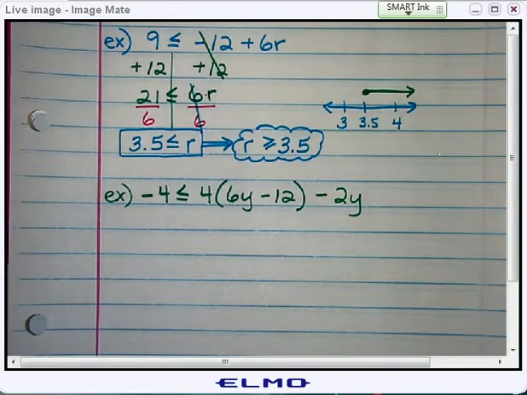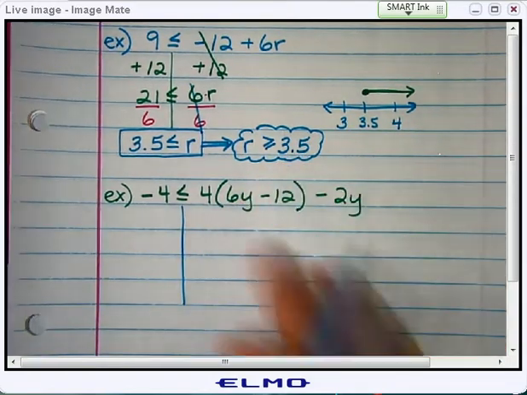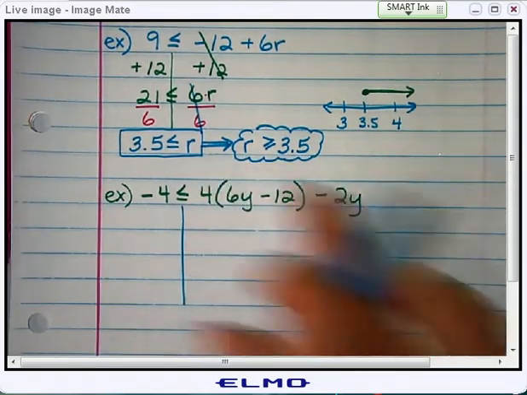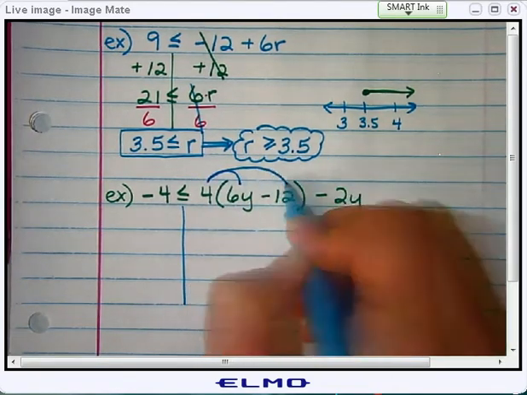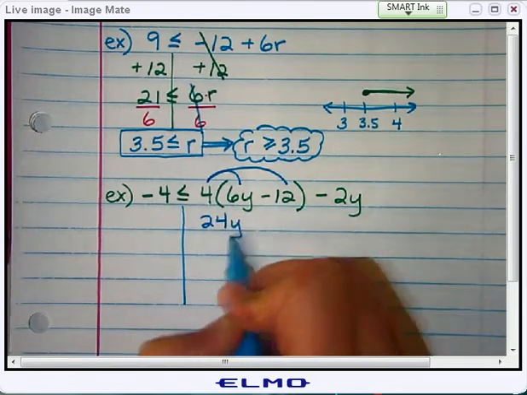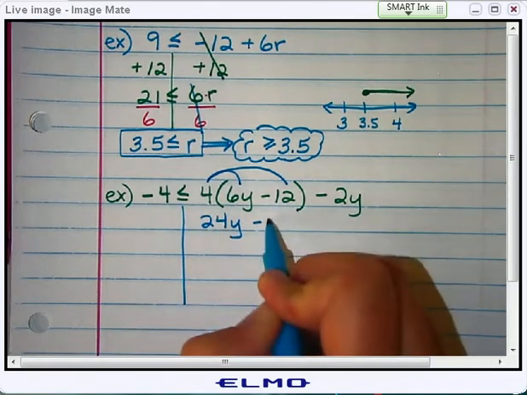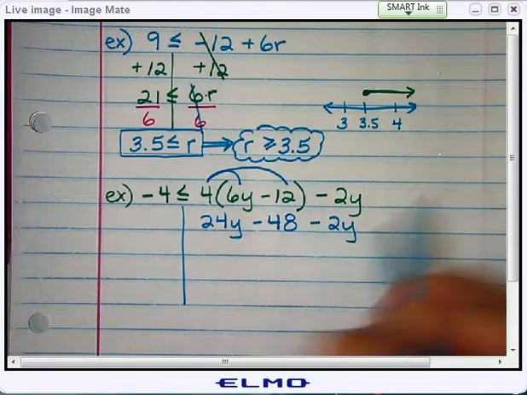We're going to take it one step at a time, just like we would an equation. So I'm going to focus over on this side because there seems to be a lot I can do over there. First of all, I can distribute that 4. So 4 times 6 is 24y minus 4 times 12 is 48. I'm going to drop down that minus 2y.